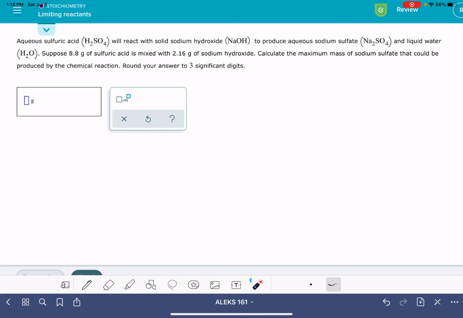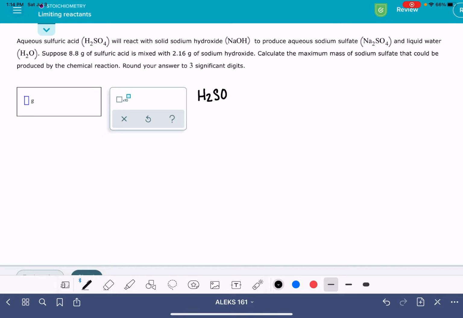In this video, I'll show you how to solve the ALEKS problem called limiting reactants. This problem is not going to be hard, but it is going to be tedious. The first thing that we need to do is use the words in this problem to write a balanced chemical equation. This problem is telling us that we have aqueous sulfuric acid, H2SO4.